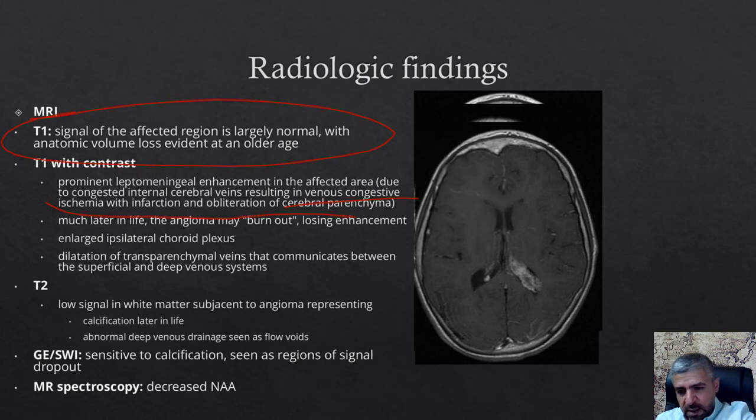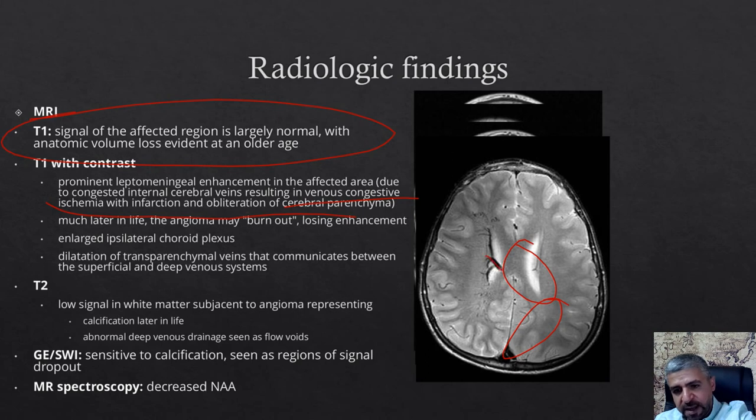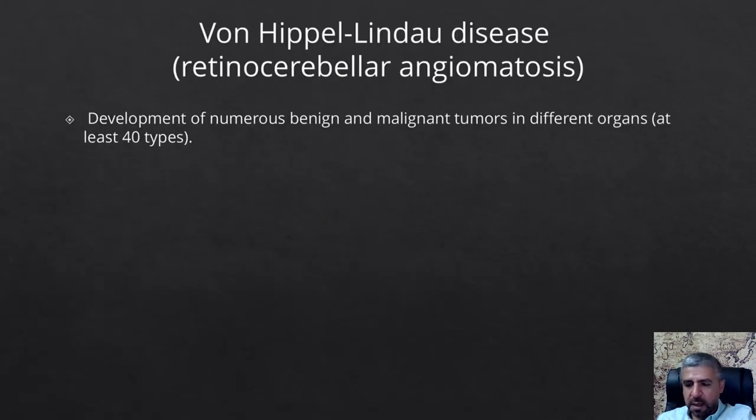of course, this is also again the prominent leptomeninges, and you can see the enlarged choroid plexus as we discussed in the previous slide. And you can see here, these are the veins that are congested and prominent, and the affected part of the brain is smaller in size, as we said, and these are all findings that we see in Sturge-Weber syndrome.